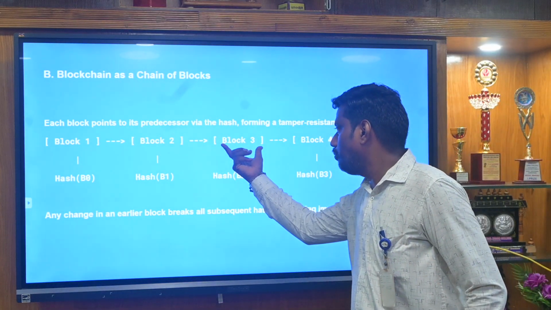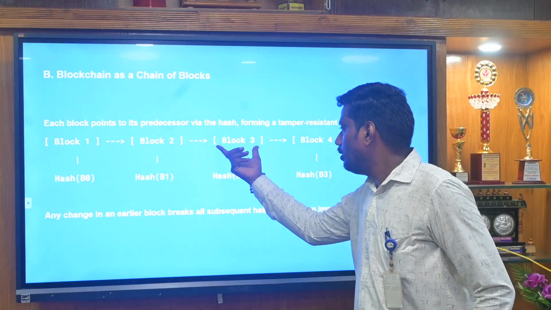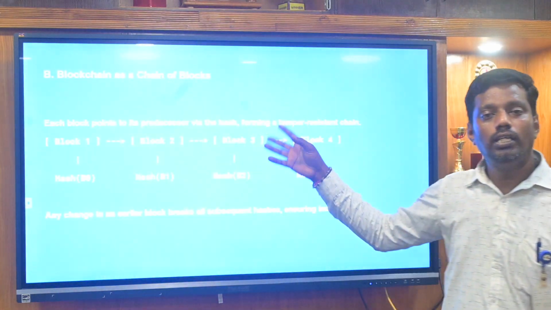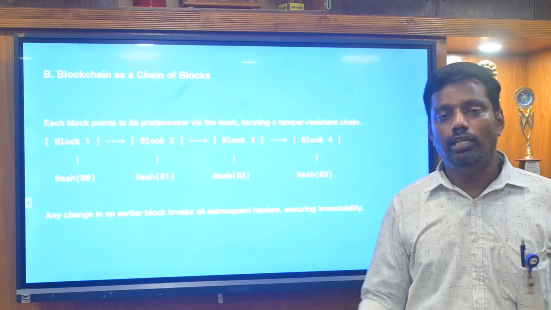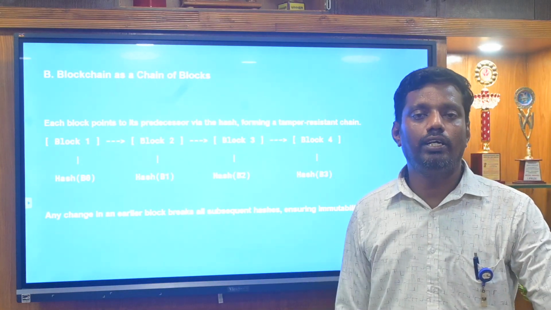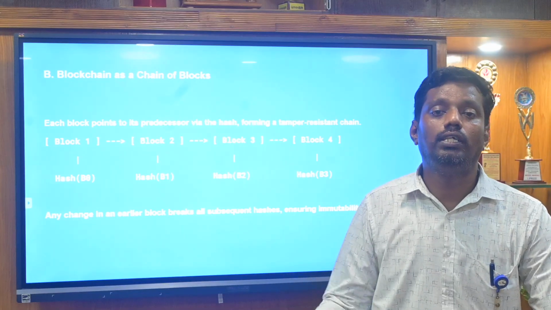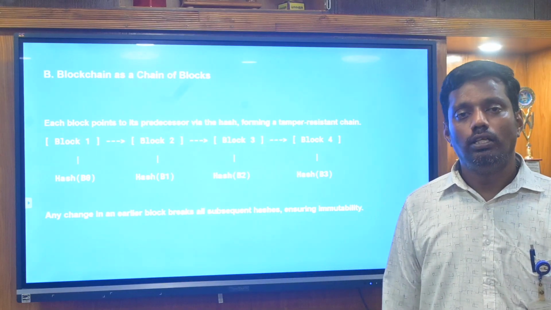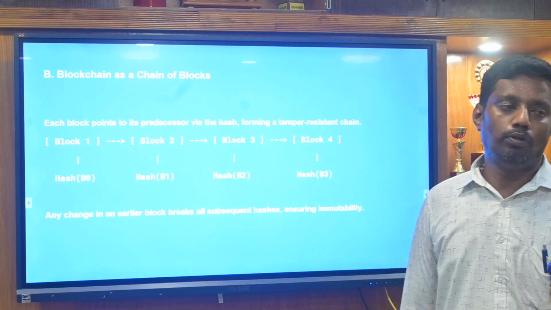Suppose we make any change in block 3, that change is also going to be carried into another block. So even a single change in any block is going to be considered as another block. We cannot make any changes in the existing blocks. That is the major advantage in the case of the blockchain network.